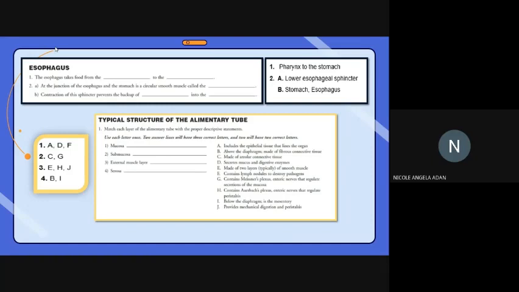Next is typical structure of the alimentary tube. Number 1. Mucosa: A, D, and F. 2. Submucosa: C and G. 3. External muscle layer: E, H, and J. 4. Serosa: B and I.